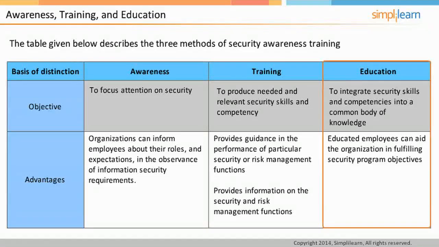Let us discuss education. The main objective of education is to integrate all the security skills as well as competencies into a common body of knowledge, adding a multidisciplinary study of concepts, issues, and principles. The major advantage of this method of training is that the educated employees can aid the organization in fulfilling security program objectives. We will discuss the implementation of the security awareness training in the following screen.